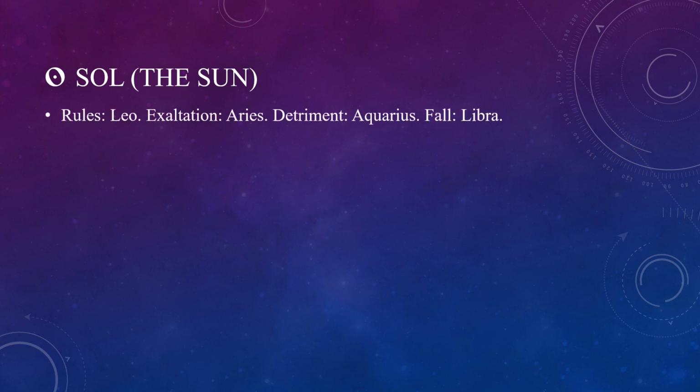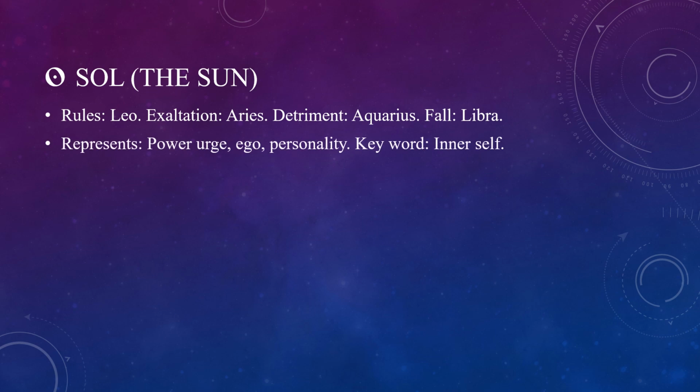Next is the Sun. The Sun rules Leo. It is exalted in Aries. Its detriment is Aquarius, and its fall is Libra. The Sun represents the power urge, the ego, and the personality, and its key word is the inner self. The Sun is the primary masculine principle and works with men in general.